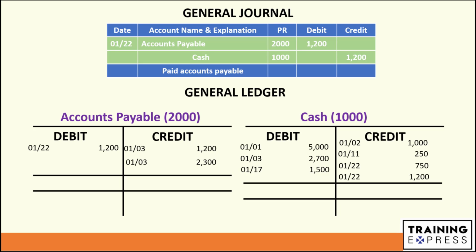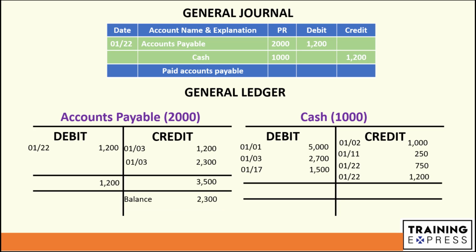Now this is the time to balance each of these ledger accounts. So let's look at the debit side of accounts payable, which is $1,200 in total. And now look at the credit side of accounts payable. So the total is $3,500. Now you can see that the credit side is greater than the debit side, so our ending balance will be a credit balance of $2,300.